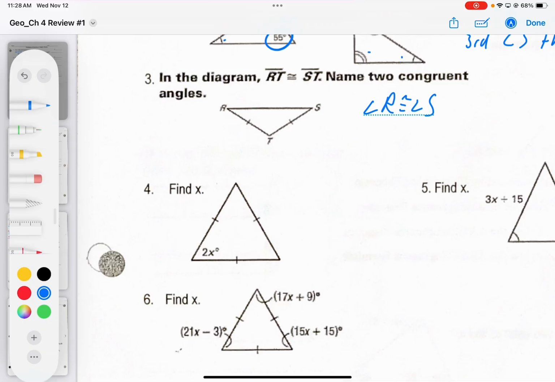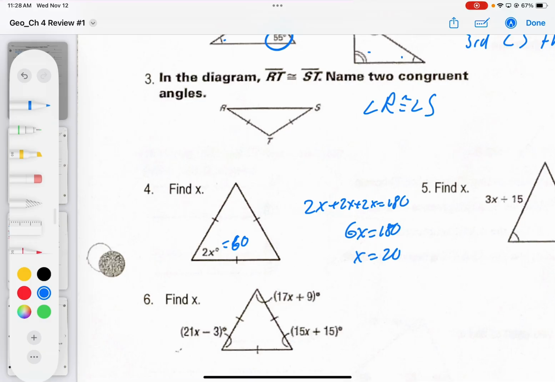Equilateral. Okay, so if it's equilateral, that means it is equiangular. The reason why I bring that up is because 2x is an expression for an angle. So if all the angles are the same, what does that mean? They're all 2x. Cool. So 2x plus 2x plus 2x equals 180. 6x equals 180. Divide by 6, you get x equals 20. Other route you could have taken, you could have just set 2x equal to 60 and then divide by 2.